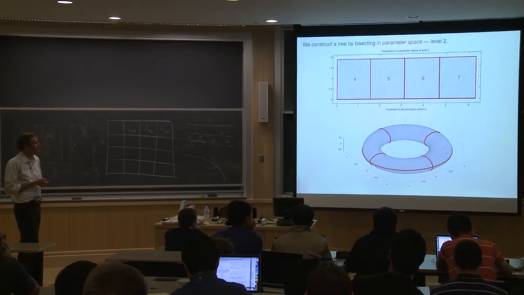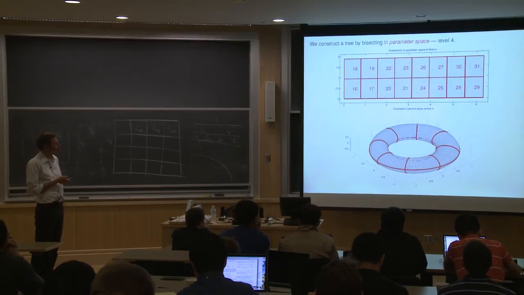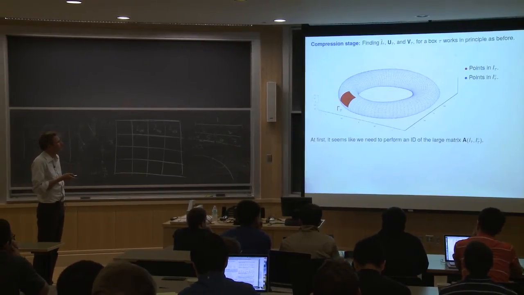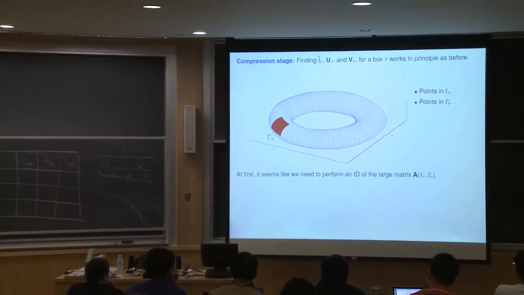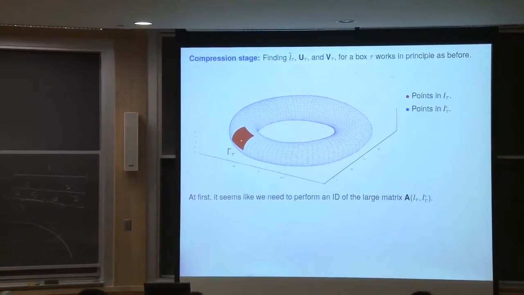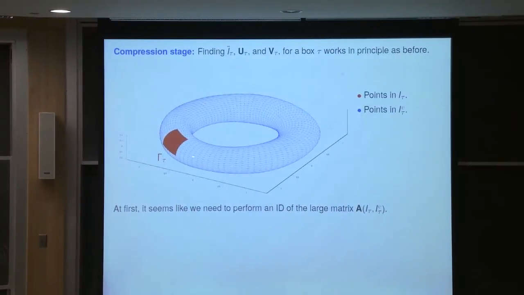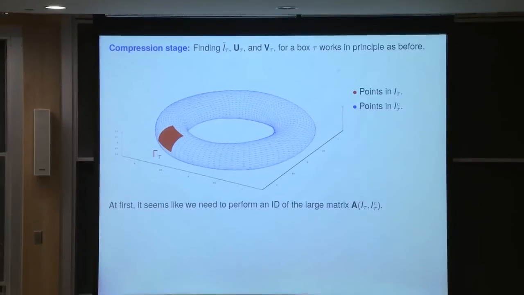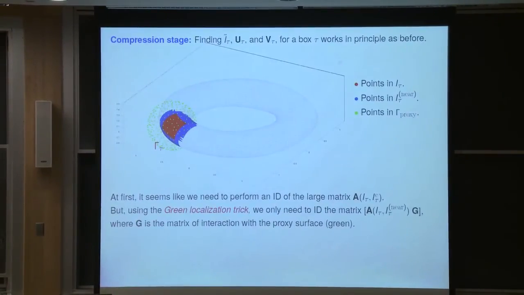Right, so we're doing this binary tree in parameter space in this case. All right, so now let's think about how to do compression. So we're isolating some little subdomain. I want to compress interactions between this red little patch and the blue, far away from it. Now, what used to be a proxy line has to be a proxy surface.